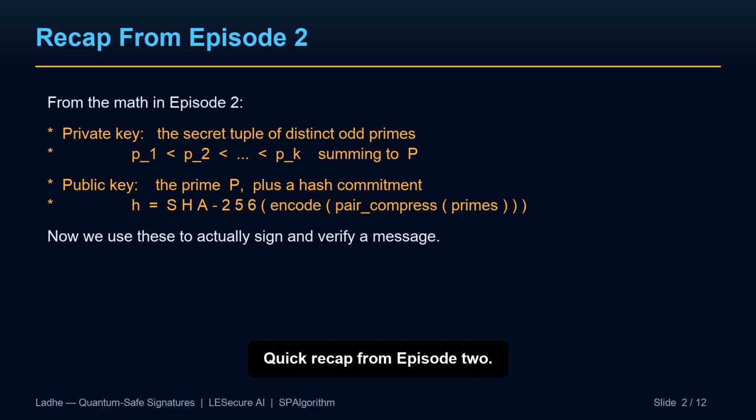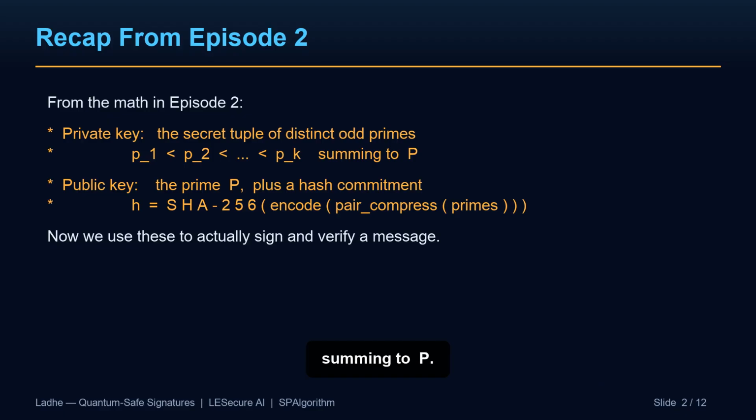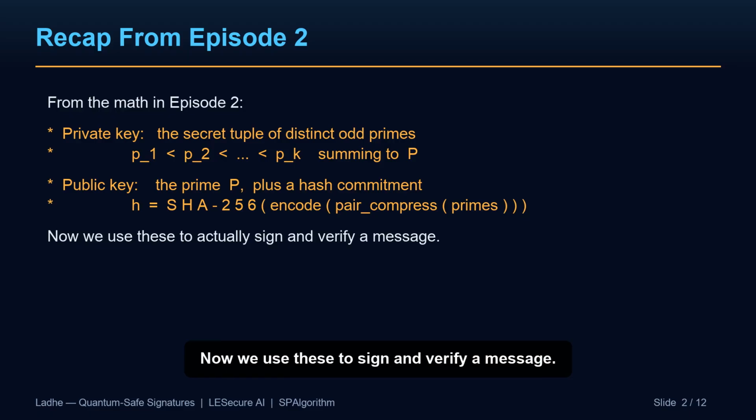Quick recap from episode 2. The private key is the secret tuple of distinct odd primes, summing to P. The public key is P itself, plus the SHA-256 hash of the encoded compressed witness. Now we use these to sign and verify a message.